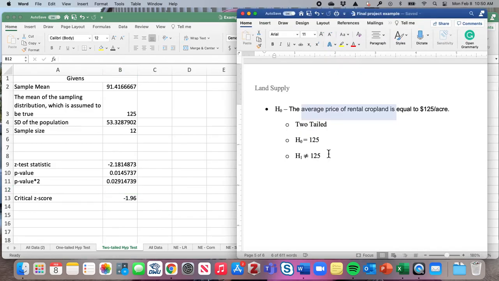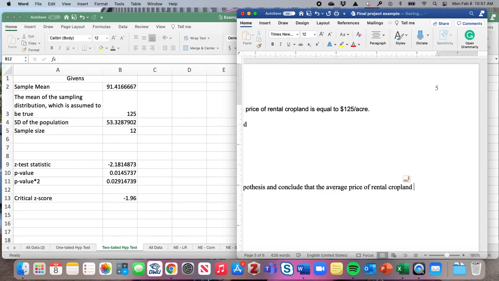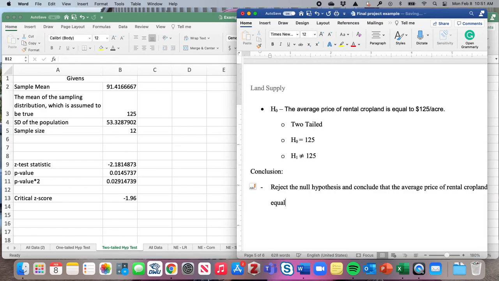So we come back into our Word document, and our conclusion, we are going to reject the null hypothesis and conclude, if I can type, that the average price of rental cropland is not equal to $125 per acre. That's what you would come up with if you rejected it.